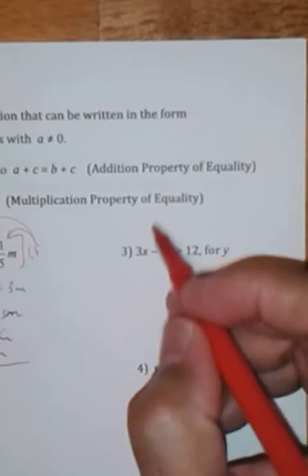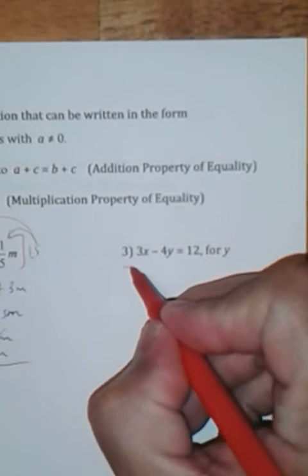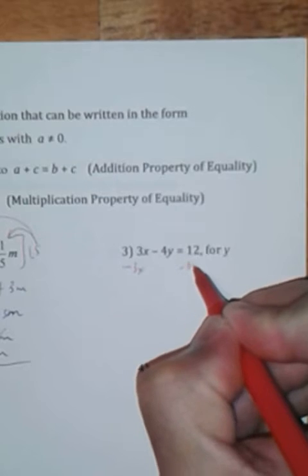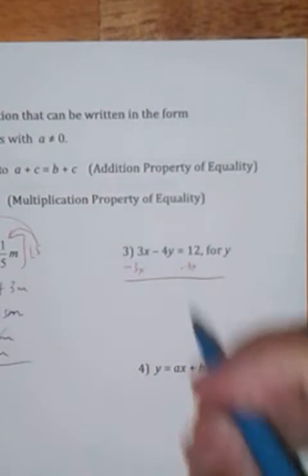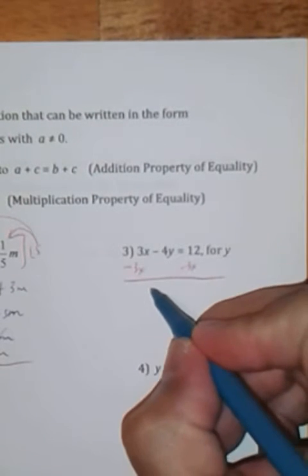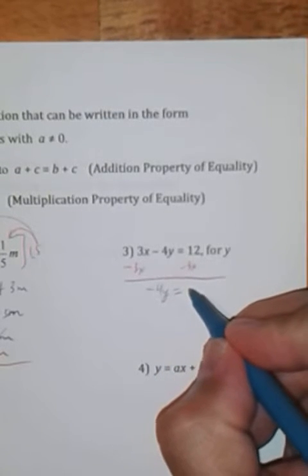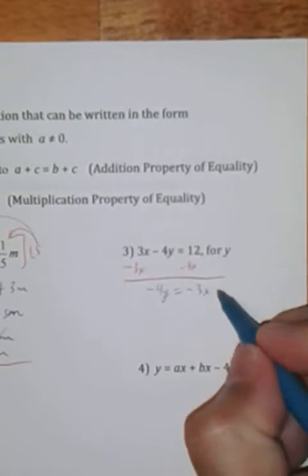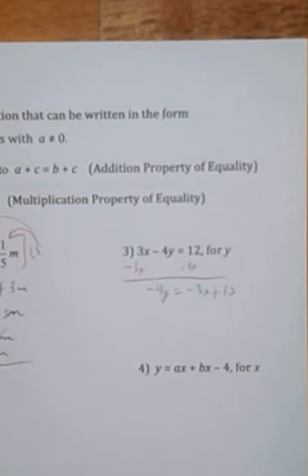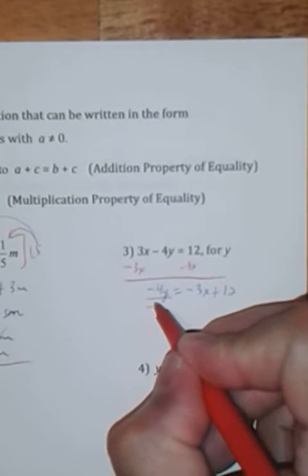I'm going to do the same thing, use the same principles. I'm first going to subtract 3x. Careful, 12 minus 3x is just 12 minus 3x. This is negative 4y equals 12 minus 3x. And some people like to write the minus 3x first. Does not matter, whichever order. And then divide by negative 4.